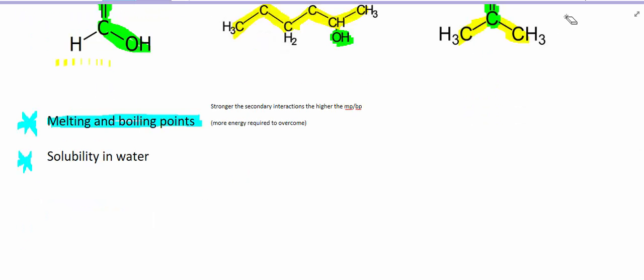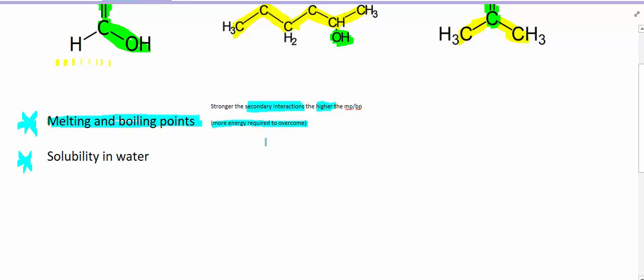And the melting and boiling points of substances is all related to the strength of the secondary interactions that are going on within that substance. So the interactions between one molecule of the substance and another molecule of the substance. And the stronger those interactions are between the molecules, the higher the melting or boiling point is going to be. And the reason for that is because it takes more energy to overcome them.